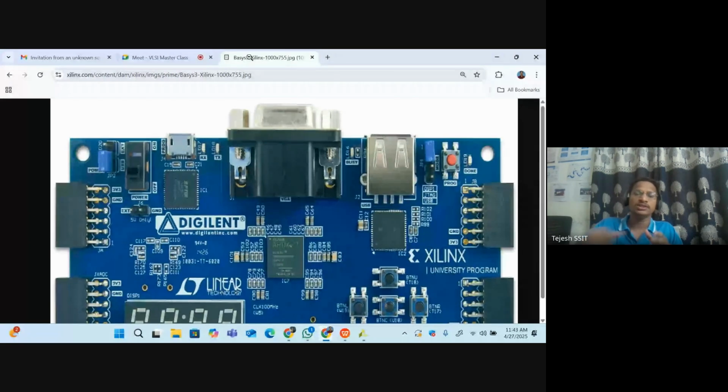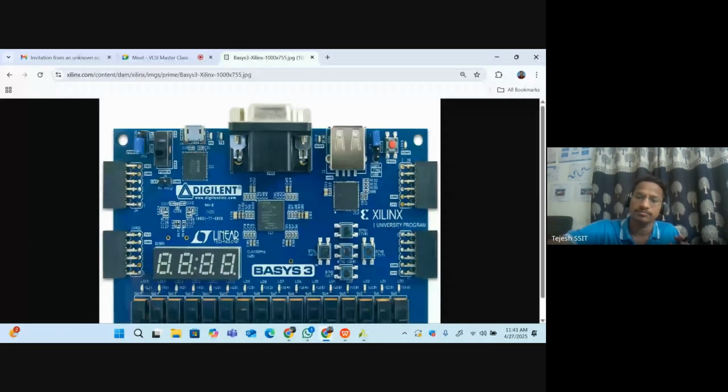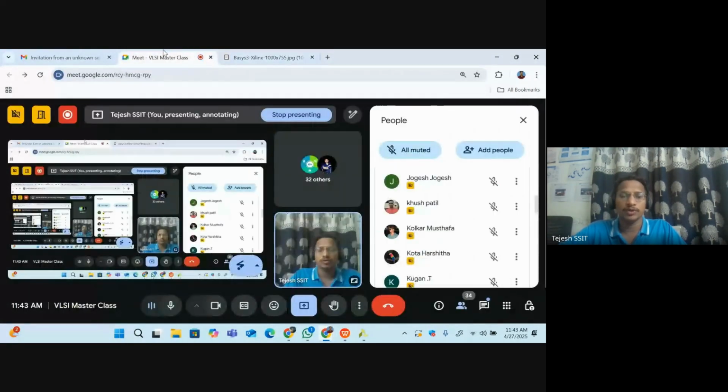Okay. So this is the overall connection about the FPGA board. Thank you. And sorry, ma'am, I could not continue this class because I have to close this session. If you have any doubts, it will take time because of the FPGA code dumping.